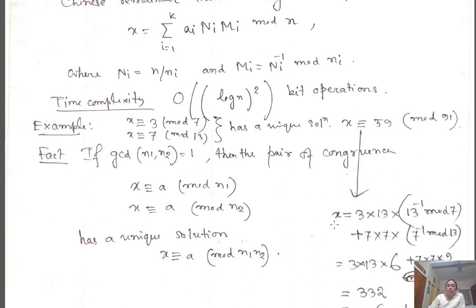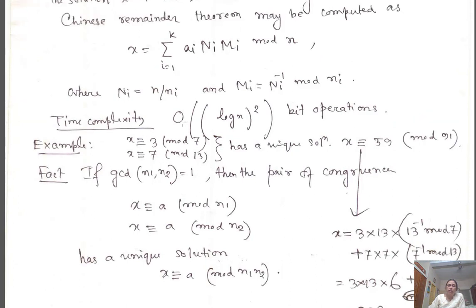This formula I am applying. So x will be a1 into N1, which is the product of the other moduli divided by 7, that means 13. So 3 into 13 into 13 inverse modulo 7. This M_i is N_i inverse modulo 7. Plus A2 into N2, which means 7, into 7 inverse modulo 13.